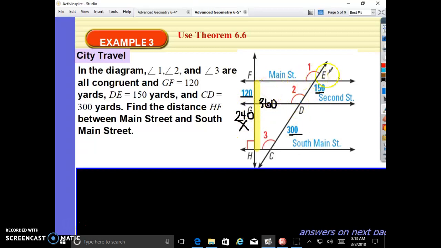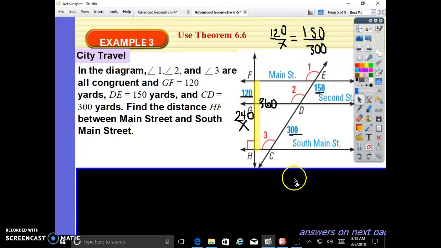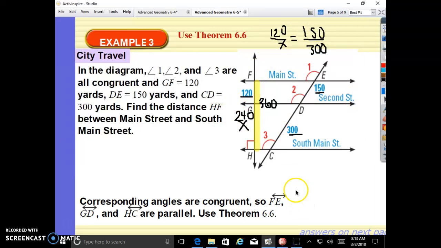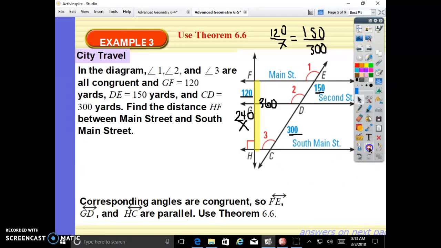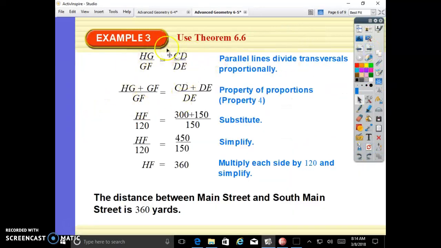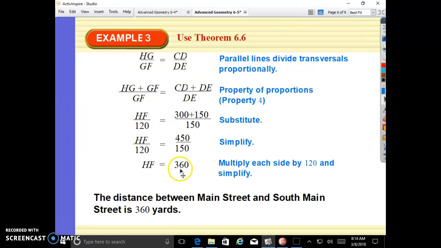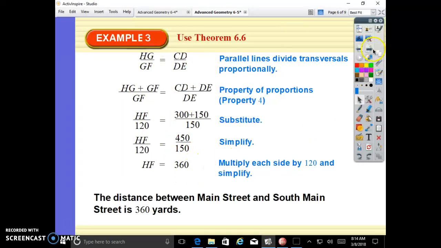If you didn't notice that it's a 1 to 2 ratio, you could just set up the proportion. 120 is to what as 150 is to 300. Cross products and solve, and you would also get your 240 that way. Corresponding angles are congruent, so FE and GD and HC are all parallel. We're going to use theorem 6.6, and that is going to set up our proportion, solving for the 360 that we just did on the previous page.